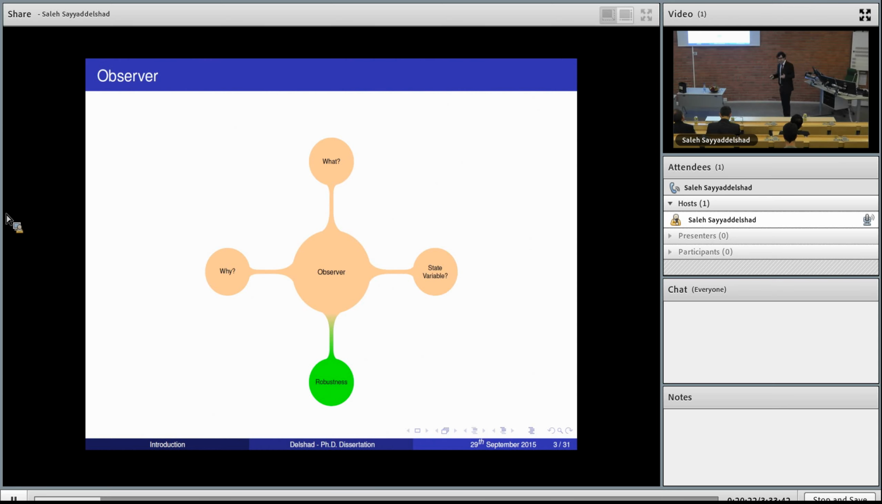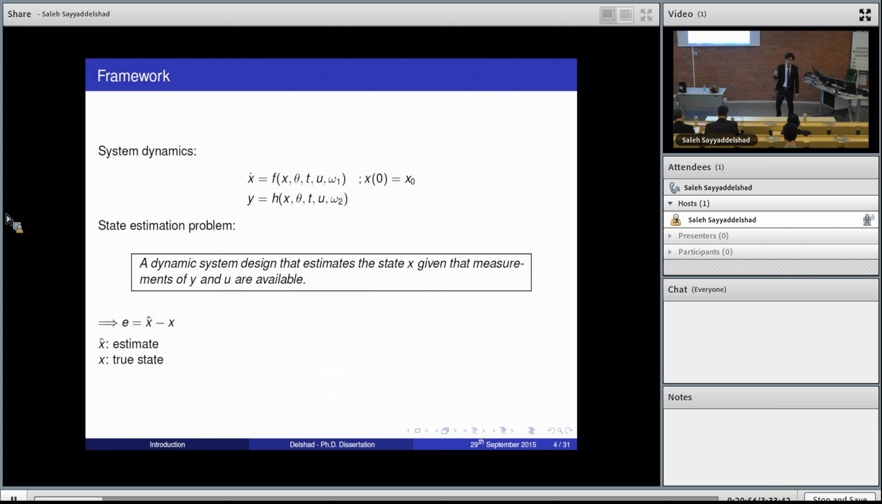I said state. What I mean by state variable is the smallest subset of the system variables that can describe the entire system. It means that your current state is an equation relating to the history of the system and the current input. But the thing you see in green is the main focus of this talk, which is the robustness of the observers. We will deal with that more and more.